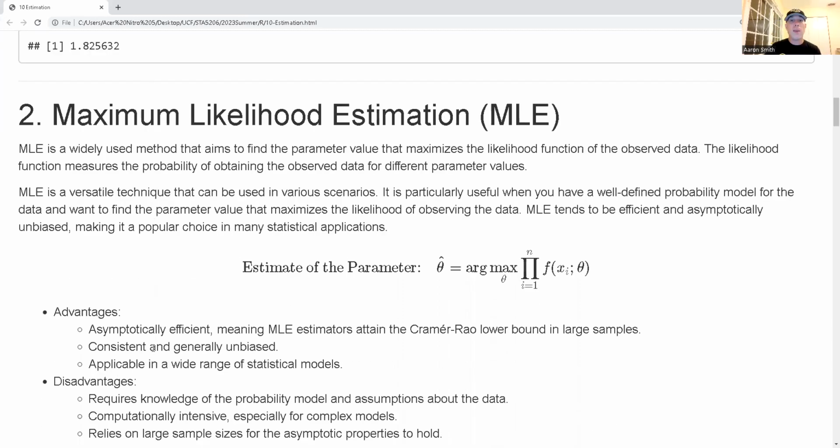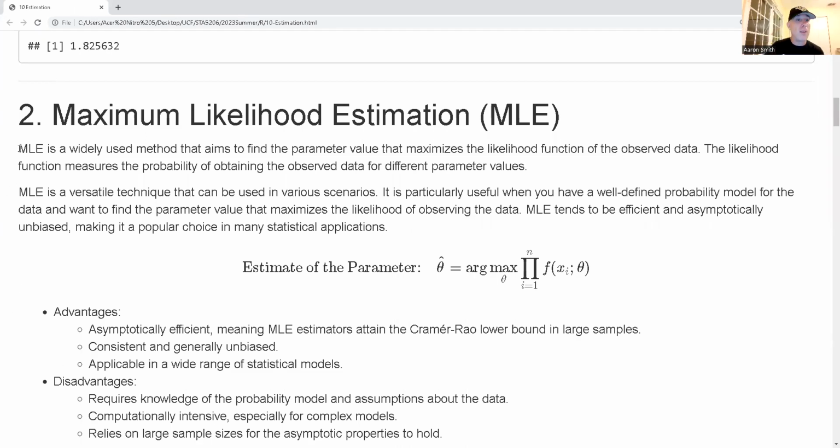Now, the next one is maximum likelihood estimation. This is the one that professional statisticians like the most. Here, we basically set up a calculus problem for maximizing a likelihood. And then when we get that maximum likelihood aspect, the corresponding value gives us our estimate. That's how we get our maximum likelihood estimator.